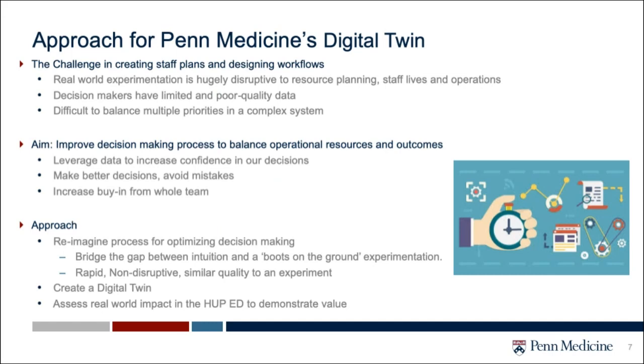So really we're looking at reimagining that process to bridge the gap between somebody like Keith's intuition about what might work and that boots on the ground experimentation where we see if it does work, and to put this into something that's more rapid, more grounded in a larger amount of data, and less disruptive in terms of trying out multiple different options. In order to do that, we created a digital twin and ran experiments to assess that real world impact in the HUP ED to demonstrate that value.